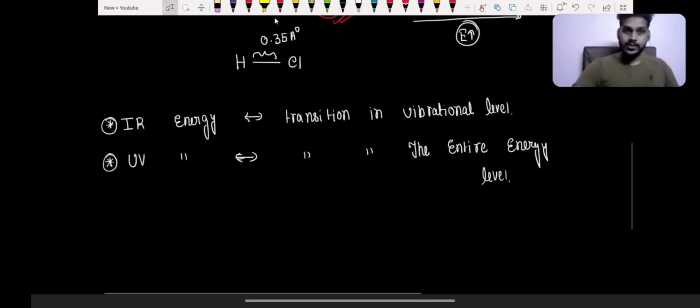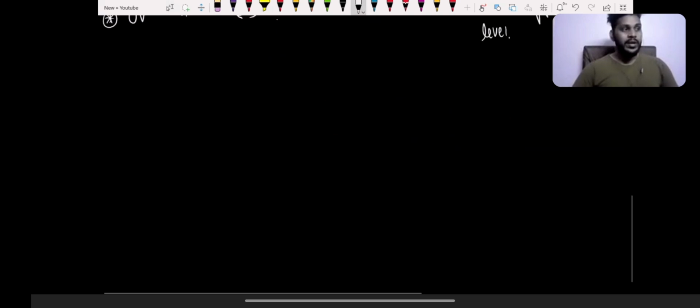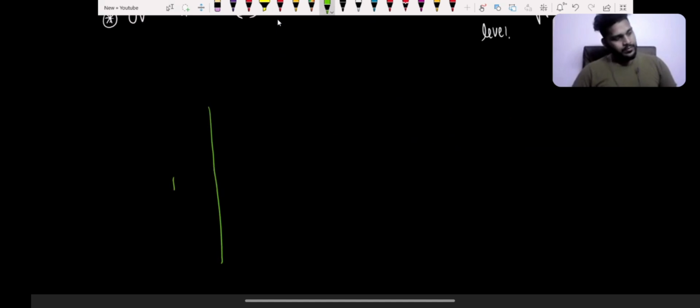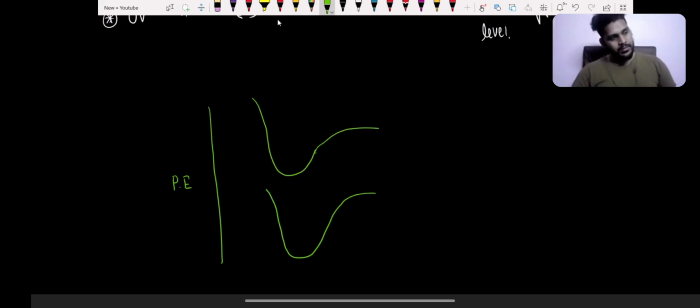What I mean to say is, let's say I'm going to draw two energy levels right now. Let's say with respect to potential energy, this is one energy level, the potential well with respect to one energy level, and this is the potential well with respect to another energy level. This diagram that I have drawn is a little wrong actually. I forgot to draw the vibrational energies.